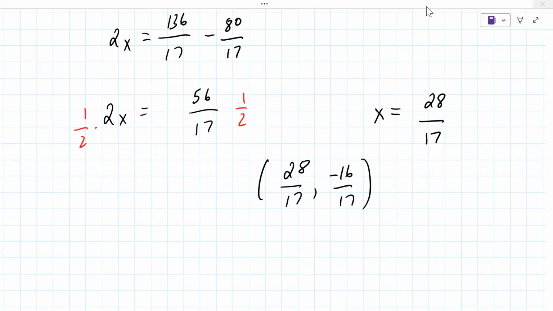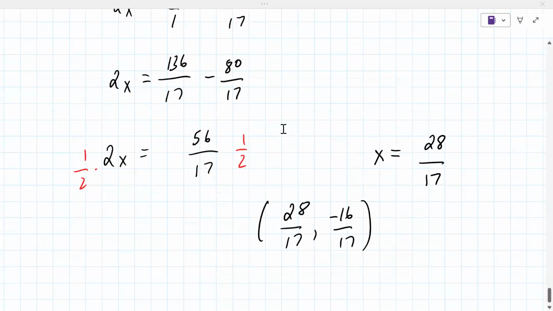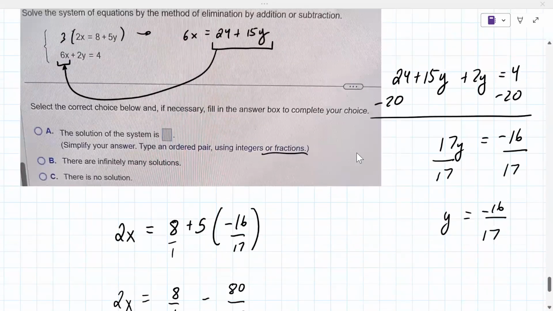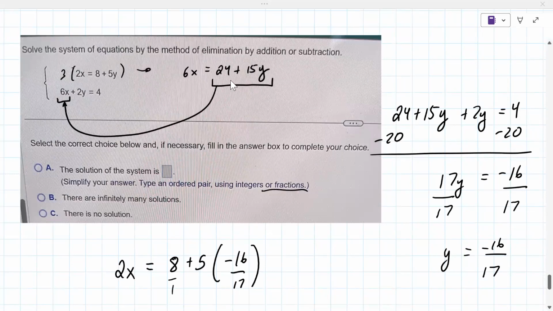So I did make a mistake, or I entered this wrong. 2 minus 5, 8, 6, 2, 4. Yeah, so I made some sort of a mistake here, which is good that I checked it here. 6x, 24, 15y, 15y, 7, 17y. Oh, what? So there's the mistake. I don't know why I put 20. Well, I can tell you why. When you subtract 24, you get minus 20.